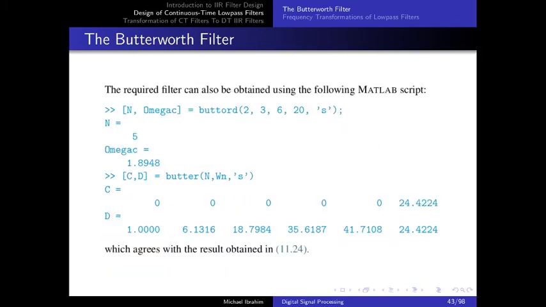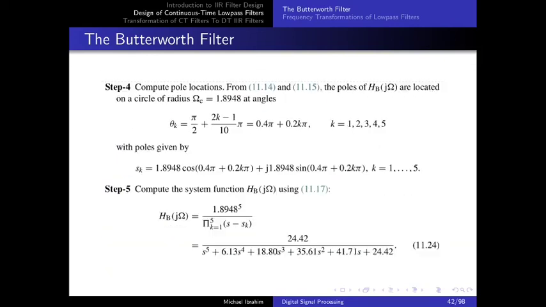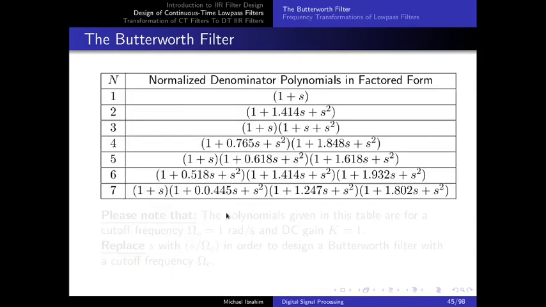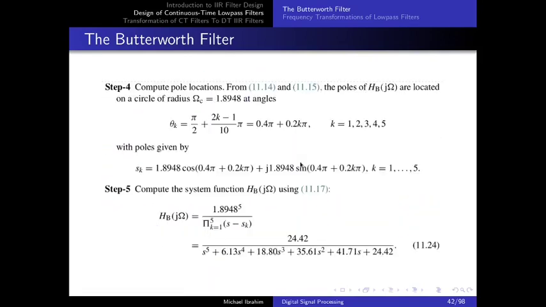So let's go back over here. We have a 5th order Butterworth filter with cutoff frequency 1.89. So I want you to use this polynomial, which is for n equal to 5, the 5th order filter, and replace every s with s over omega C. And you will end up with this exact equation over here.